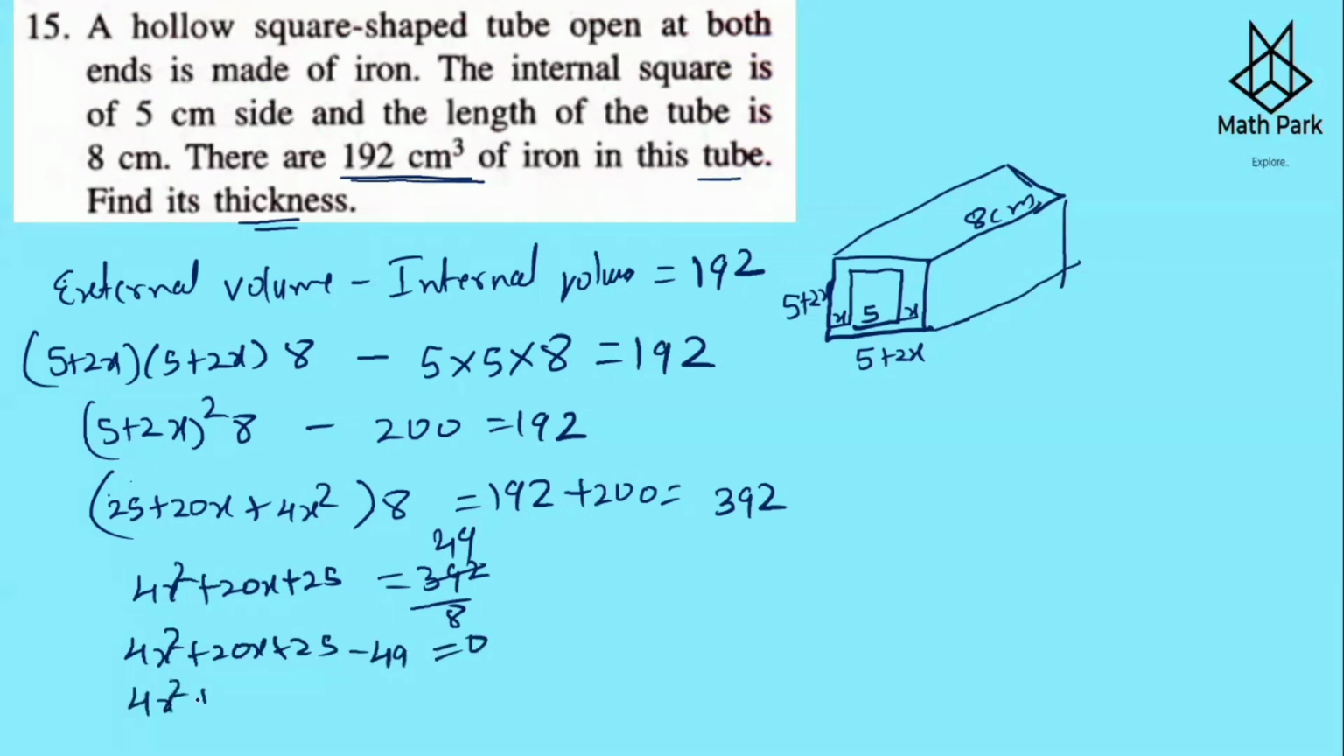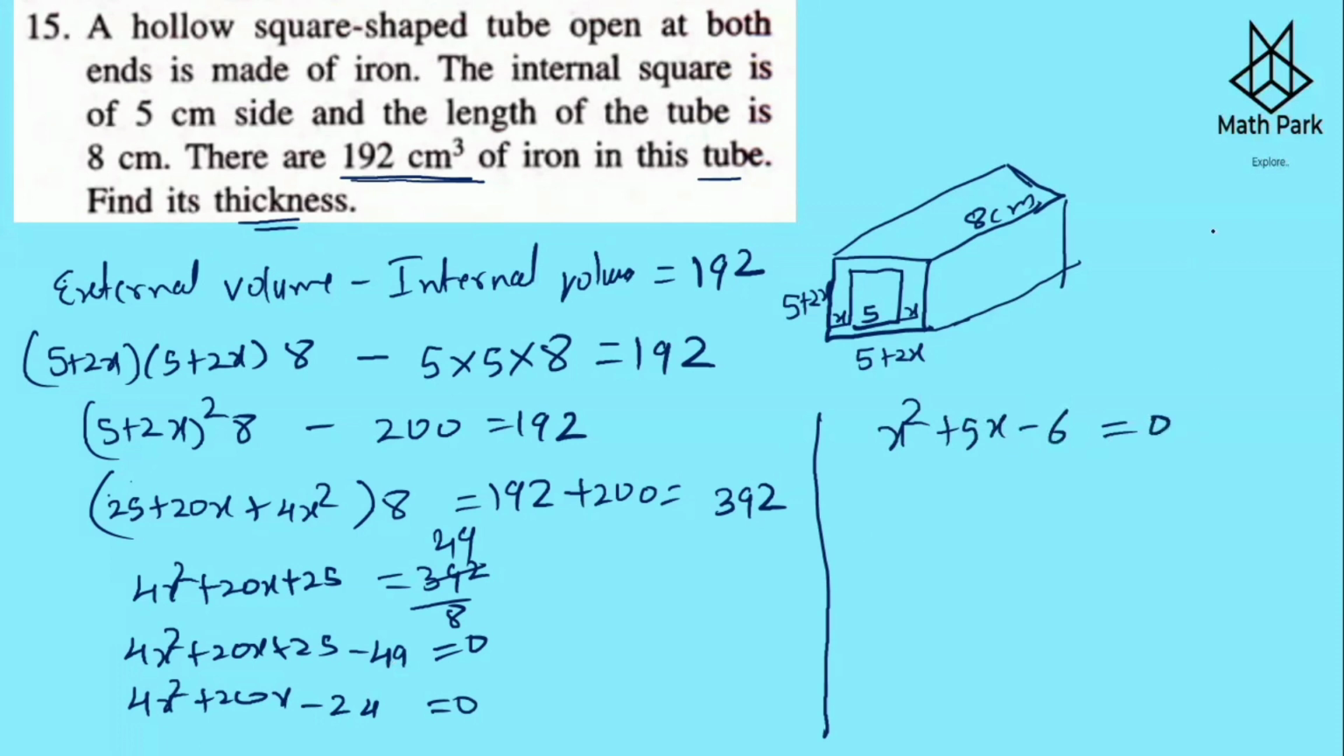So you have 4x square plus 20x, 25 minus 49, which is minus 24, so this is 24 minus 24 is equal to 0. Dividing throughout by 4, we get this as x square plus 5x minus 6 is equal to 0.